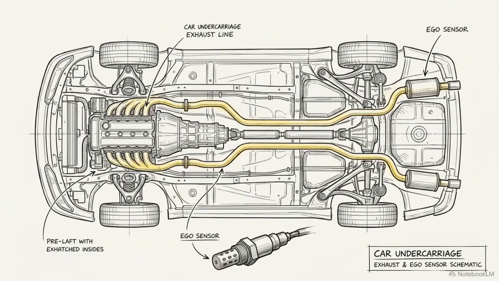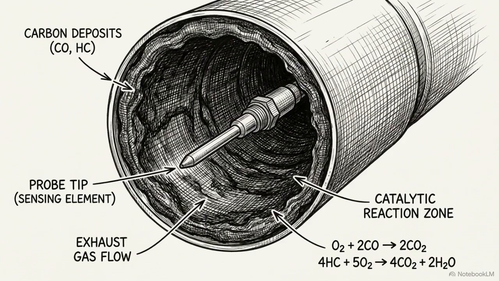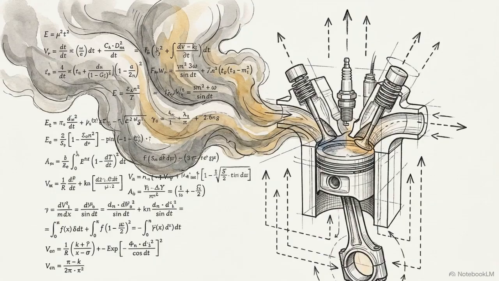To figure out if that initial guess was correct, the system relies on the exhaust gas oxygen, or EGO sensor. The EGO sensor is separated from the raw fuel lines, located all the way down in the tailpipe. By analyzing the waste gases left over after the combustion is finished, the vehicle's computer can mathematically reverse engineer exactly what occurred inside the cylinder.